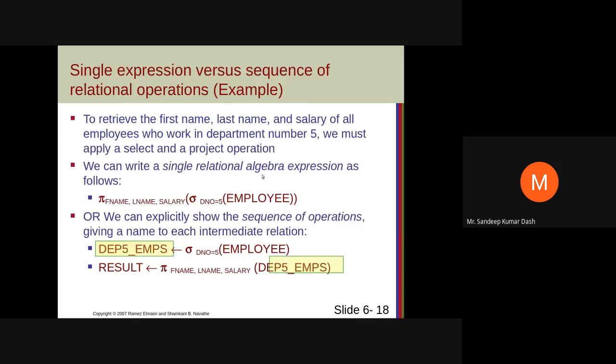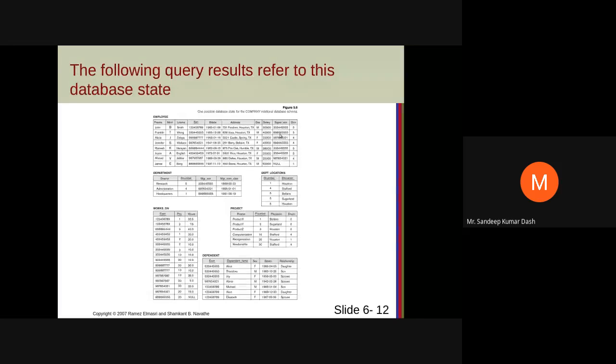See, for example, I want all those employees who are working in department number 5, but I don't want to see all their data. I want to see only their first name, last name, and salary. So first I have to select all those employees who are working in department number 5. So I am writing this select operation. This will select all the rows having department number 5. Yes or no? From this particular data, it says to select the last name, first name, and salary of all those employees who are working in department number 5.